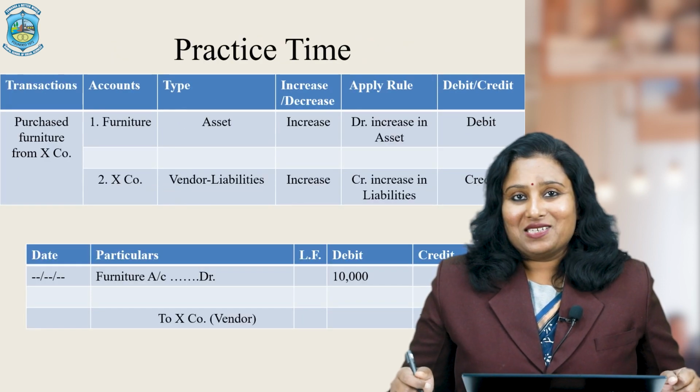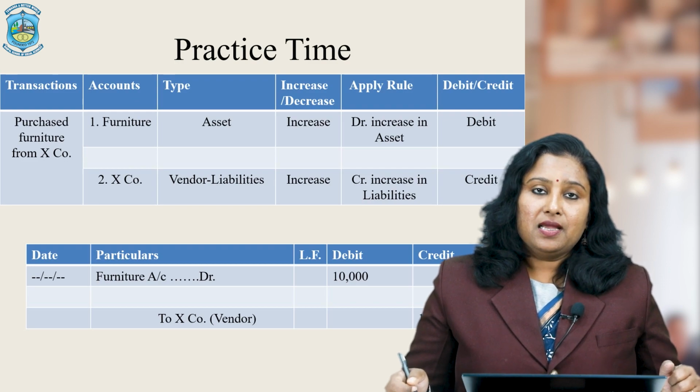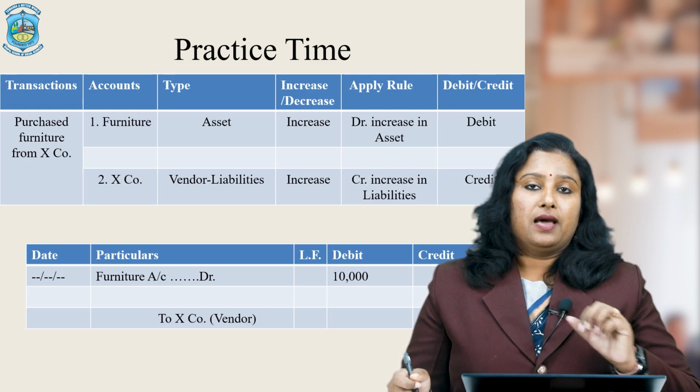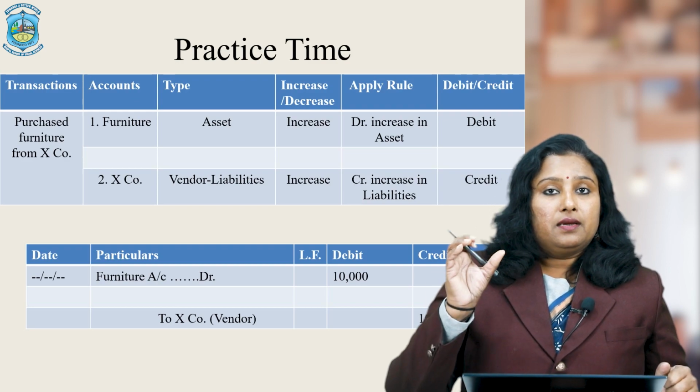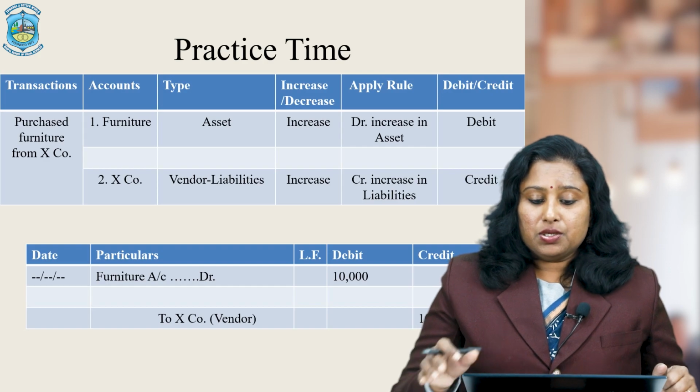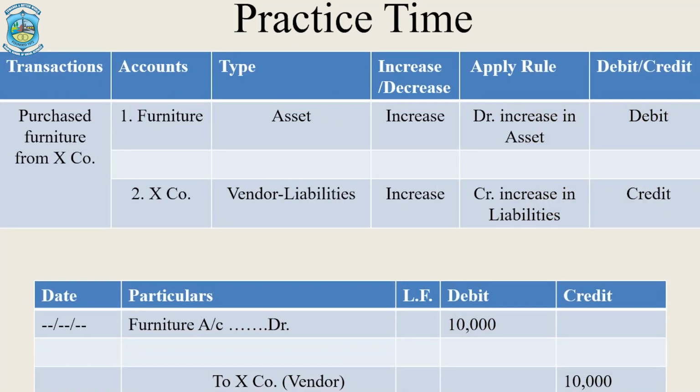So, now comes the practice time. Let us take some examples and try to fit them into our grid so that we can understand the steps involved in analyzing a particular transaction. So, here is the transaction analysis. The first transaction is: purchased furniture from X company. First thing is to identify the number of accounts getting affected in a particular transaction. In this transaction, as you have observed, we are purchasing it from a particular company, and nowhere in this transaction has it been mentioned that it has been purchased in cash.